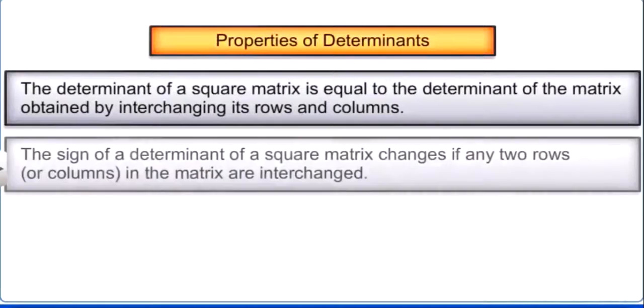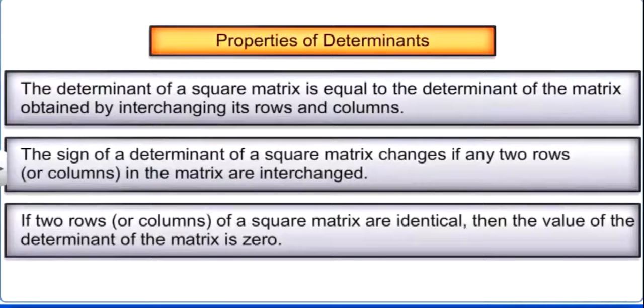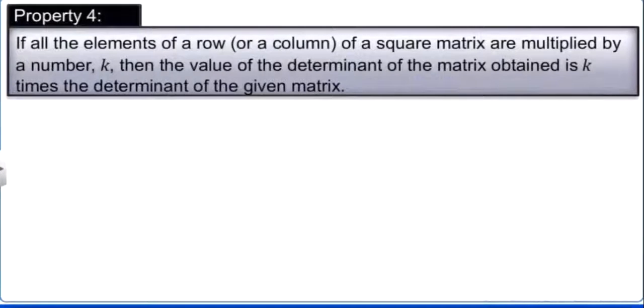You learned three properties of determinants in the first part of this lesson, which simplify evaluation by obtaining the maximum number of zeros in a row or a column. Now, let us learn some more properties of determinants. The fourth property says that if all the elements of a row or a column of a square matrix are multiplied by a number, k, then the value of the determinant of the matrix obtained is k times the determinant of the given matrix.